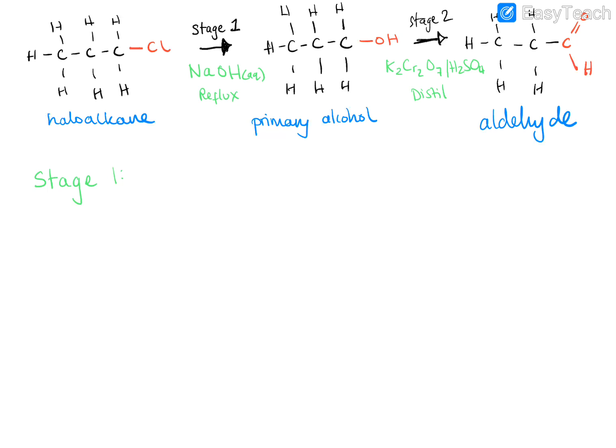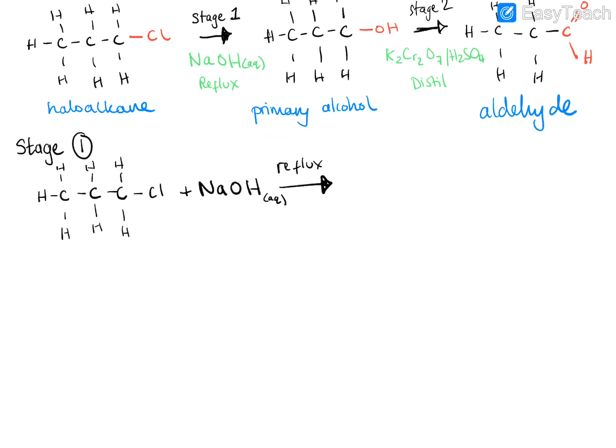So you need to write exactly how it all happens, okay? So this is going to be the longest bit now. So stage 1 is your haloalkane plus sodium hydroxide aqueous, and the conditions are reflux. That will make you your primary alcohol. And you should also get sodium chloride.